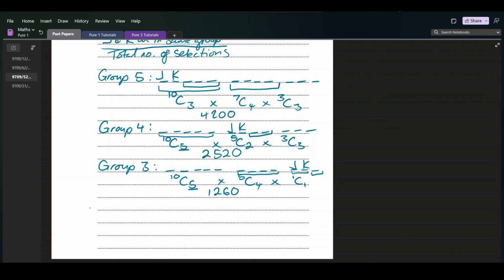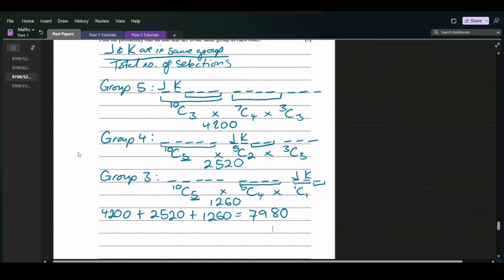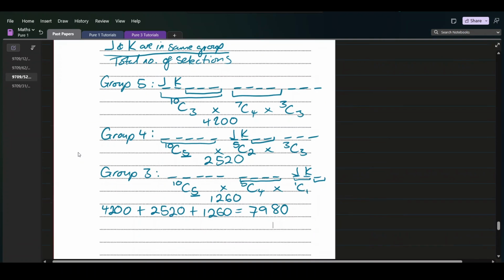1,260. Let's tally up the results from all 3 scenarios. That's 4,200 plus 2,520 plus 1,260. Punch that into the calculator, and that gives us 7,980. And these are the total number of selections in which J and Kaz are in the same group.